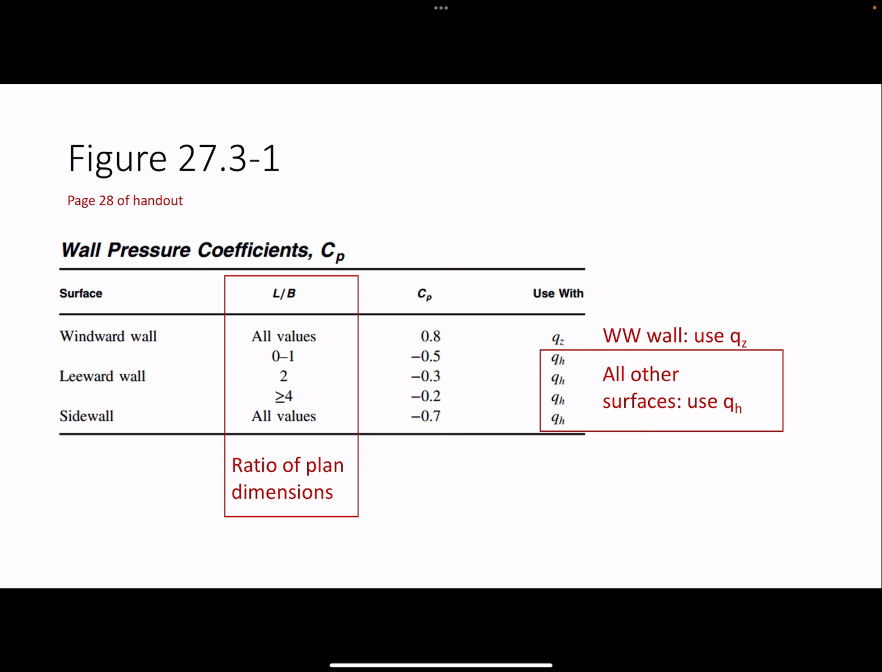So we use that single value with the leeward wall and the side wall. With the windward wall, we use QZ, right, which varies with height. So we will have multiple different values of QZ for different heights above the ground.